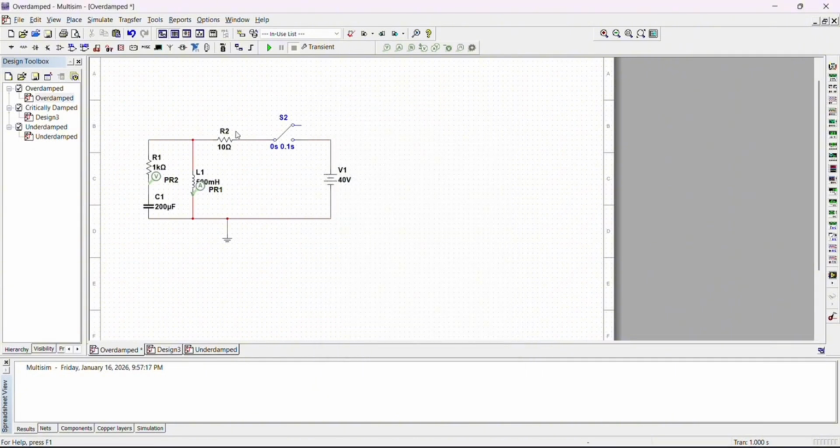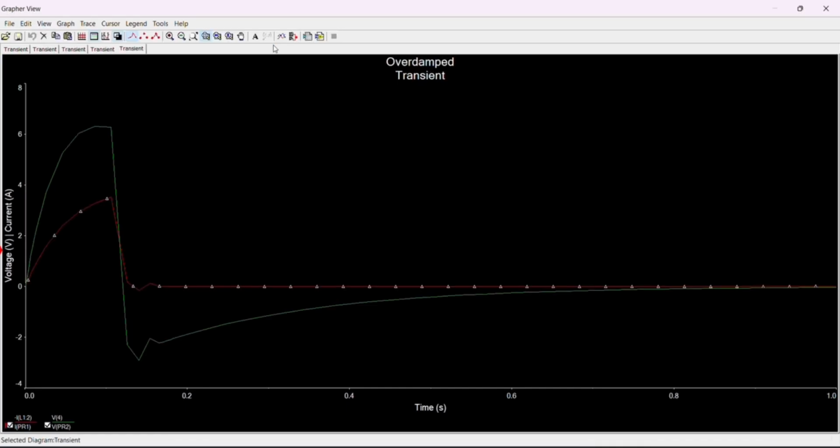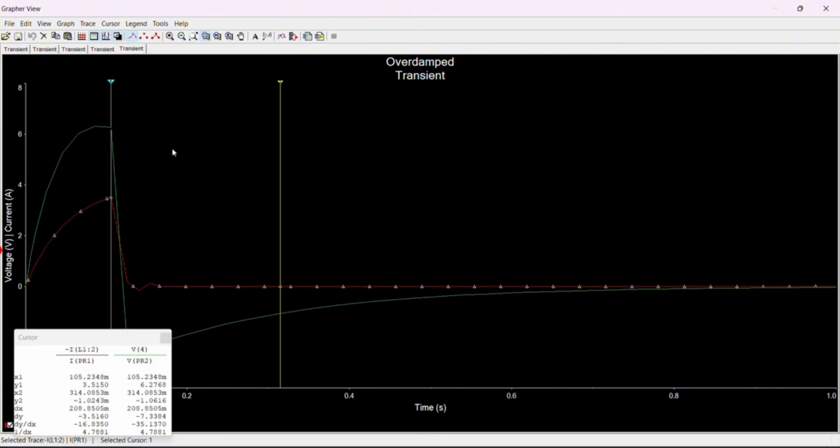Okay, next is our resistor. For the overdamped case, we need to have alpha higher than the omega value, which is 100. So we chose 1 kilo ohm to have a higher alpha value, and for our capacitor, we have 200 micro. After simulating, this is the result that we get from the circuit itself.